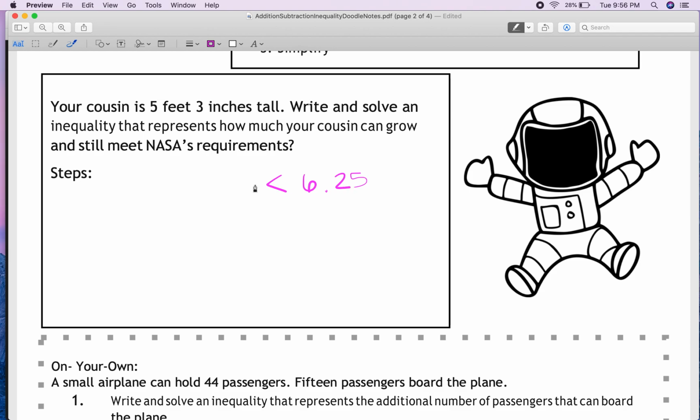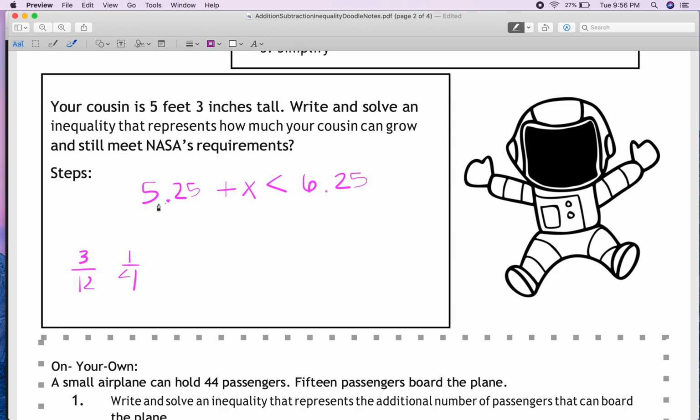So we want to see how much we are going to be adding to your cousin's height if your cousin is 5'3". So let's figure out what that is as a decimal. They are 5 point, I'll write that over here. Your cousin is 3 out of 12 inches. So let's go ahead and simplify that. I could divide both of those by 3 and we're going to have 1/4. If you divide 1/4 in your calculator, you're going to get 0.25.